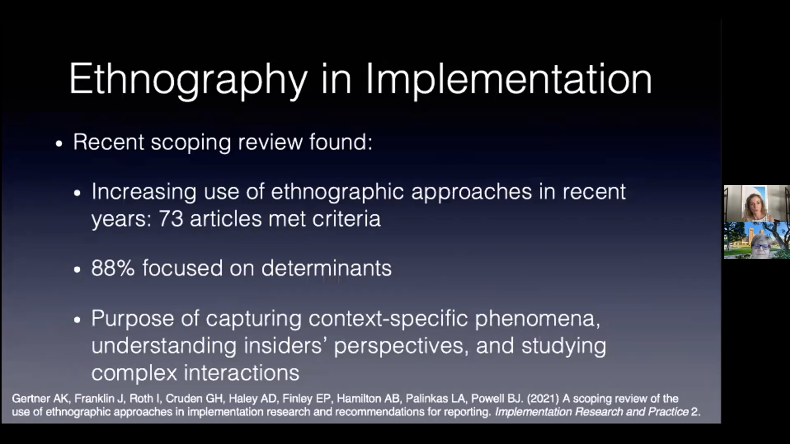But it was a scoping review looking at the use of ethnographic approaches in the last few years. There were 73 articles that met the criteria. And it was interesting because most of them really focused on looking at determinants in implementation, where they were trying to use ethnography to better understand context-specific phenomena, understanding insider perspectives on what was happening in implementation, and also in studying these complex interactions between what's going on at the individual level and what's going on at the organizational level. And again, ethnography can be a really nice window for that kind of analysis.